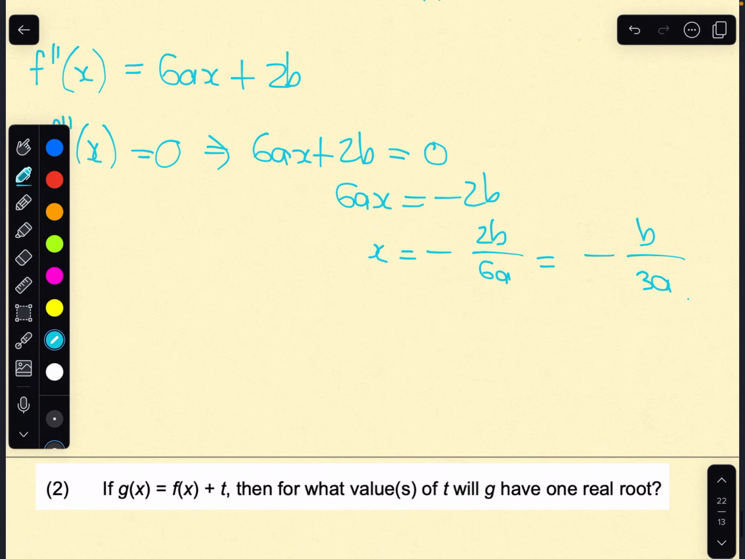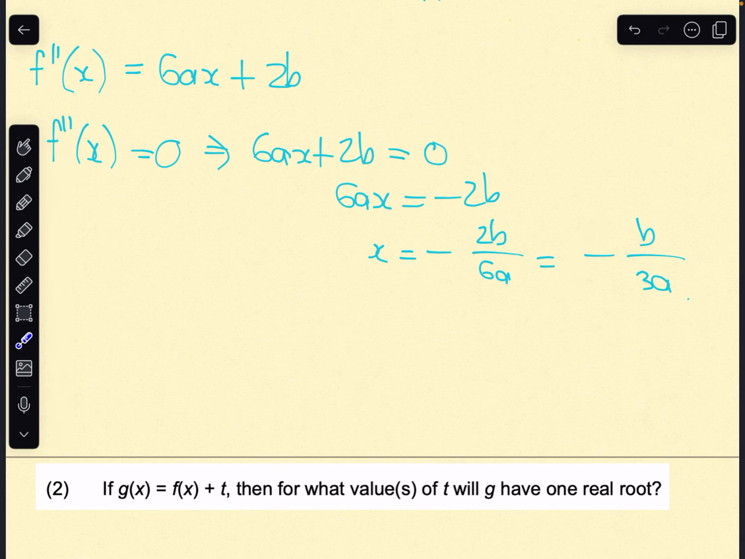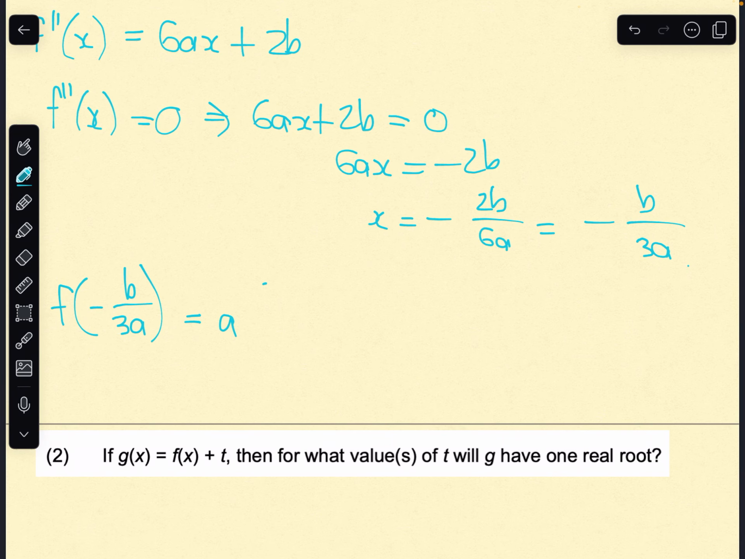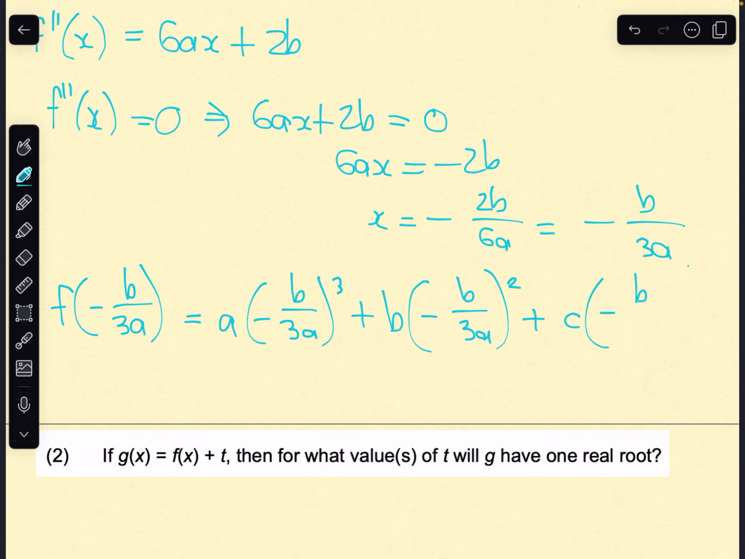Okay, so let's start by finding the y-coordinate, just using the x value of the point of inflection. So f of minus b over 3a is equal to, what is this? ax cubed plus bx squared plus cx plus d.